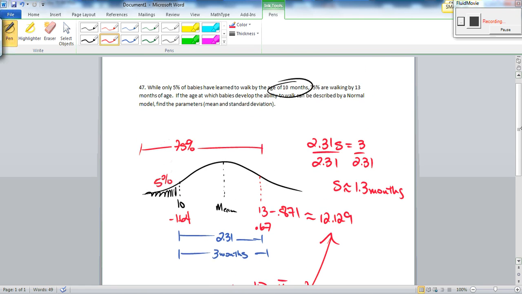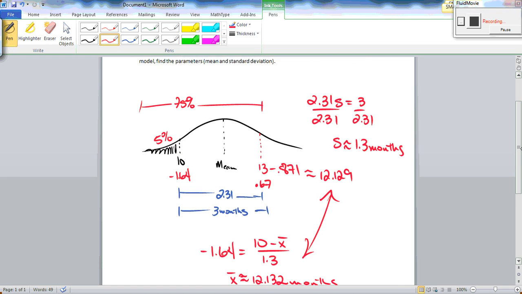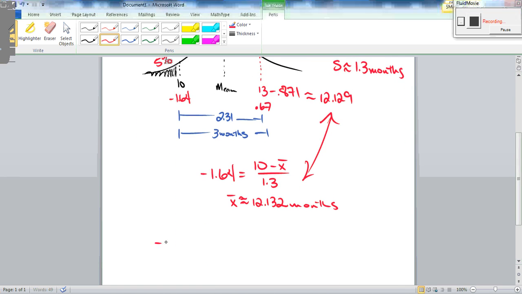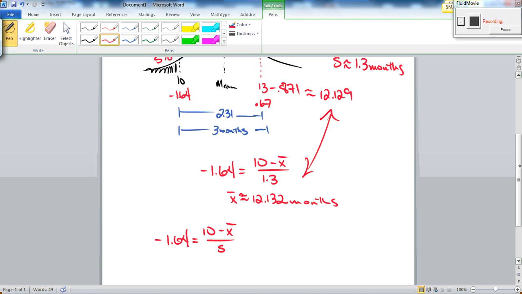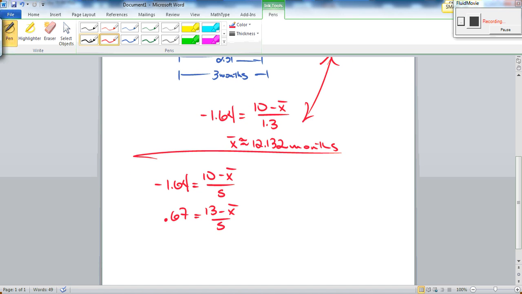Now, if you wanted to use systems, which some people have chosen to do because they said, okay, we had two unknowns, so we need two equations. They used the z-scores and the z-score formula. So negative 1.64 equals 10 minus the mean, as we did here, divided by the standard deviation, which we don't know yet. And then we have 0.67 equal to 13 minus the mean over the standard deviation. We can cross multiply, and we get negative 1.64 times the standard deviation equals 10 minus the mean, and 0.67 standard deviation equals 13 minus the mean.